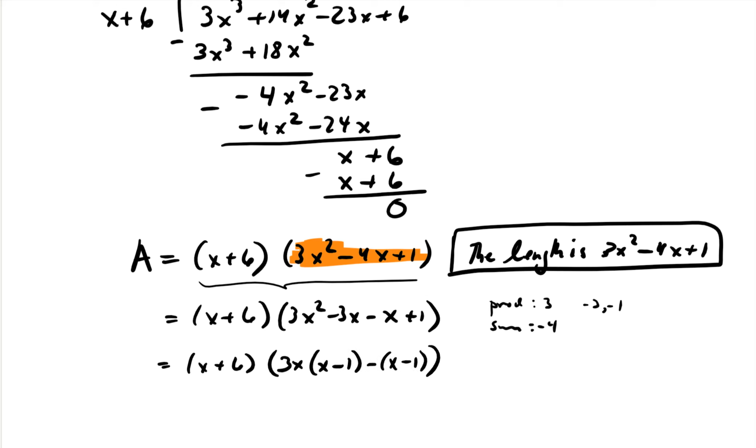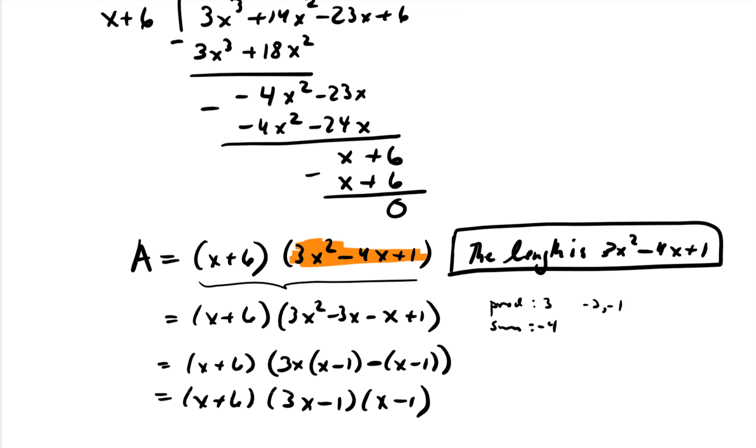Notice here, I have 3x times x minus 1. So I know I want x minus 1 to appear here as well. The way to do this is to take out the minus sign. I don't want to write plus minus x plus 1, because if I do this, x minus 1 and minus x plus 1 are not exactly the same. So this is why I factor the minus sign out. And then finally I get x plus 6 times 3x minus 1 times x minus 1. And that's how this polynomial gets fully factored.